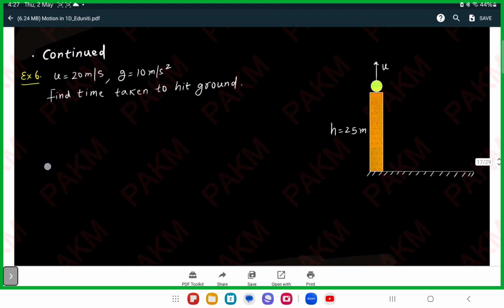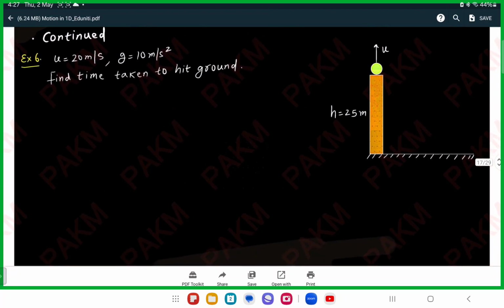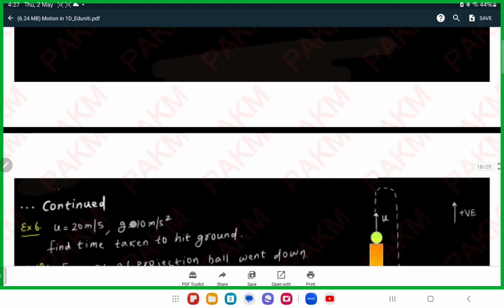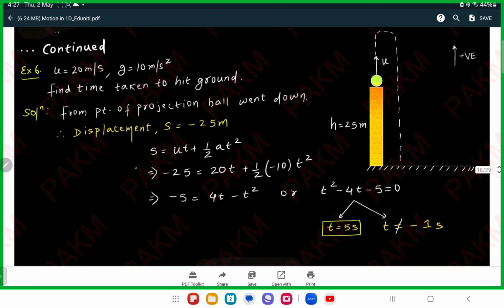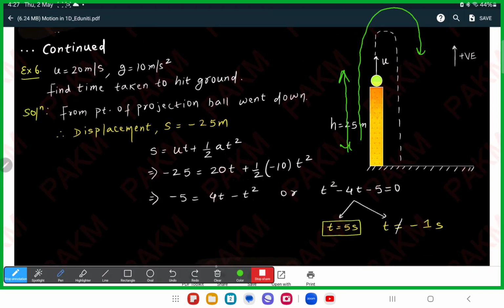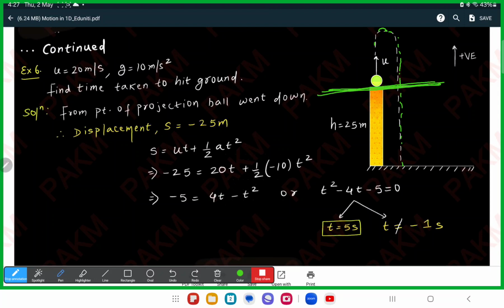So regarding the same, this is a question: use initial velocity, g is 10. Find the time taken to hit the ground. Now, time taken to hit the ground. If it is thrown up and we use the basic equation, it will reach the maximum height, return back again and hit the ground. So we can say initially the particle is over here.